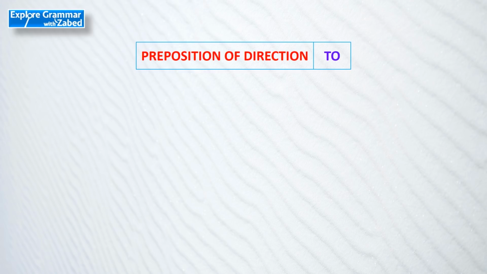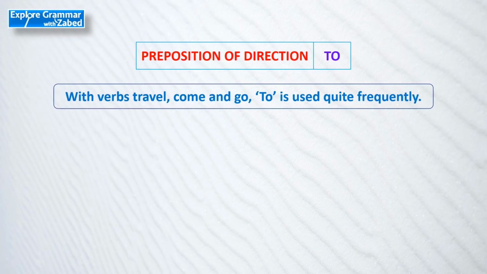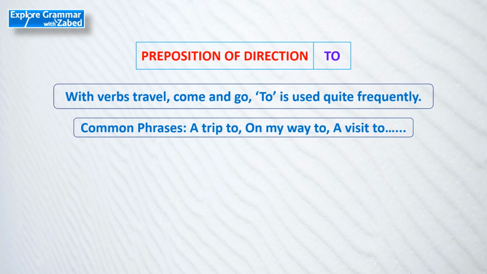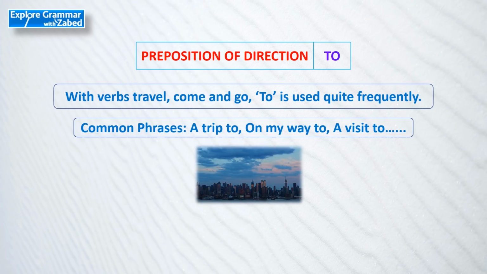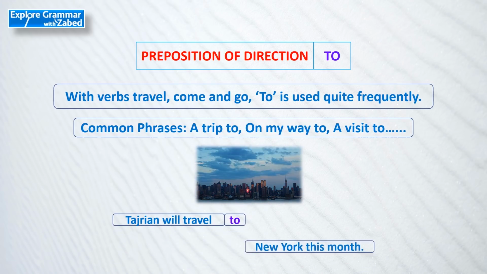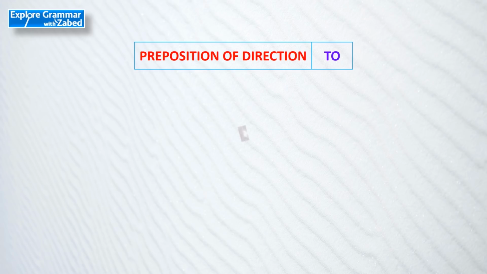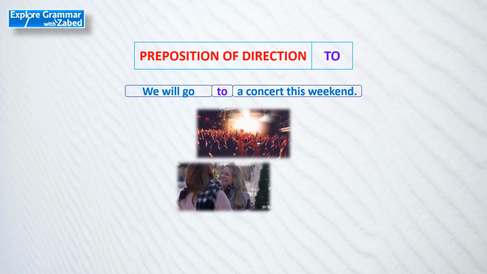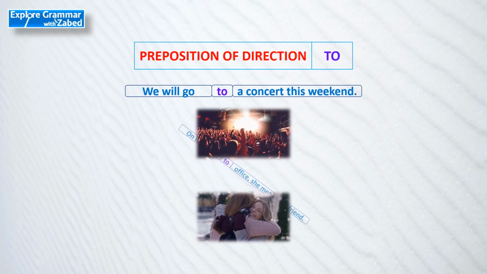With the verbs travel, come, and go, we use preposition to quite frequently. To talk about a place or event, some common phrases that we use in our day-to-day life are a trip to, a visit to, on my way to, and so on. Let's look into some examples of it. Tazrian will travel to New York this month. We will go to a concert this weekend. On her way to office, she met an old friend.